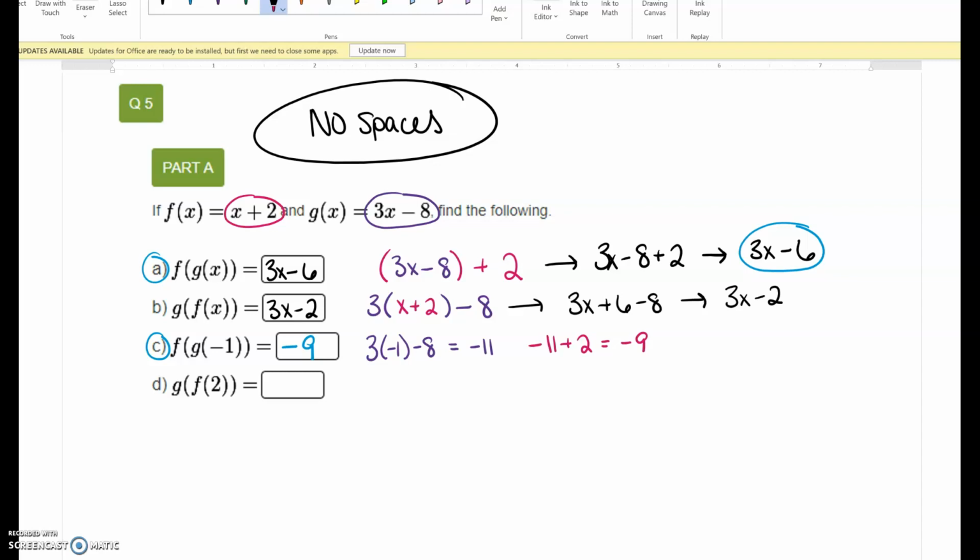So there are two ways to go about that. You can identify that C is using your answer from part A, or you can just do this step by step. Same thing with D. D is using your answer from B. So you can plug in 2. 3 times 2 is 6. 6 minus 2 is 4. Or you can do this step by step. Start by doing f of 2. So 2 plus 2 is 4. And then do g of 4. So 3 times 4 is 12. 12 minus 8 is 4. So either way, you can get your answers to that. There's two ways to do part C and part D.